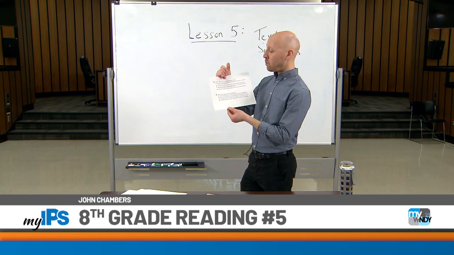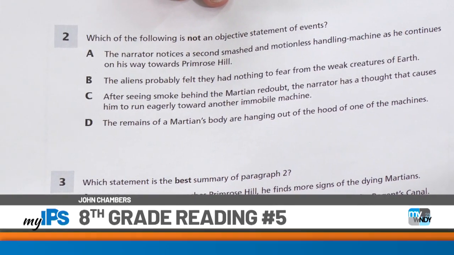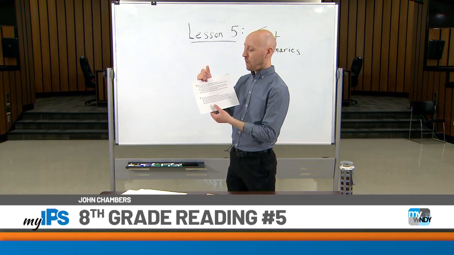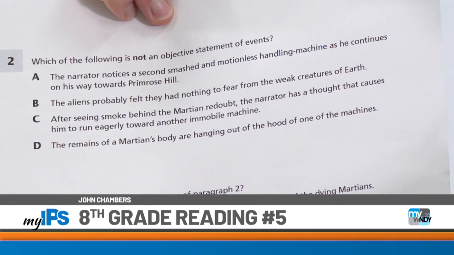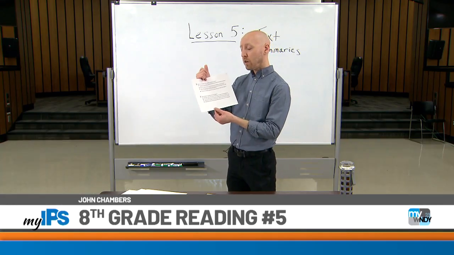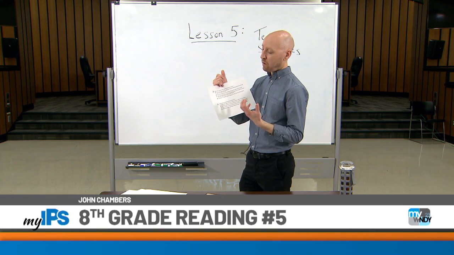C, after seeing smoke behind the Martian redoubt, the narrator had a thought that caused him to run eagerly toward another immobile machine. So really all factual, so we can cross that out. And the last one, D, the remains of a Martian's body are hanging out of the hood of one of the machines. So that also is very factual. It happened in the story, so we can cross that out. And we're left with B, which has a little more of an opinion.